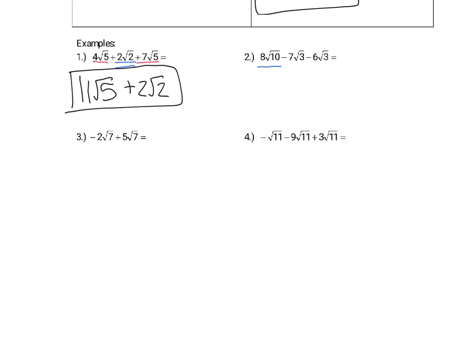Number 2. 8 square root of 10. Anything else got a square root of 10? Nope. So that doesn't combine with anything. But I got a negative 7 square root of 3 and a negative 6 square root of 3. So the 8 square root of 10 doesn't combine with anything, so I'm not going to forget about it. I'm just going to go ahead and bring it down. Now, negative 7 square root of 3 minus 6 square root of 3 can be combined. Let's subtract those coefficients. So negative 7 minus 6 is negative 13 square root of 3. Remember, the radical stays the same.